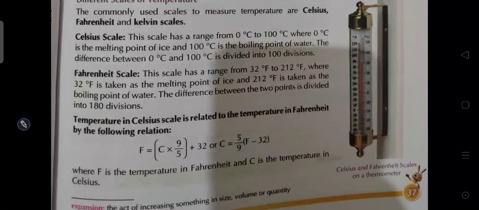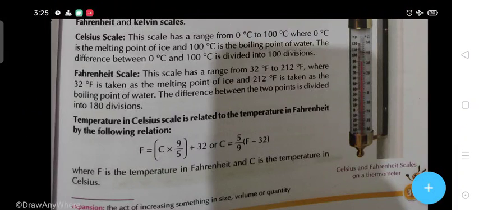Now, if we talk about, students, the Fahrenheit scale, which is mostly used by the doctors in hospitals, this scale has a range from 32 degree Fahrenheit to 212 degree Fahrenheit, where the 32 degree Fahrenheit is taken as the melting point of the ice and the 212 degree Fahrenheit is taken as the boiling point of water, and the difference between the 2 points is divided into 180 divisions.